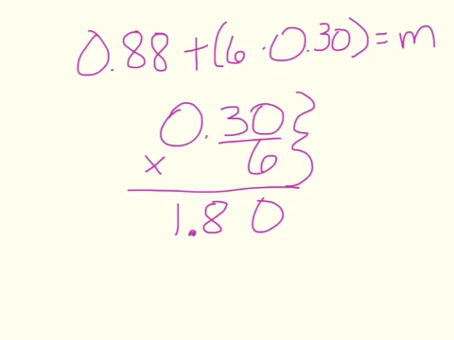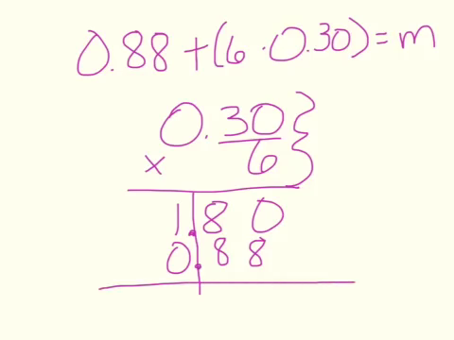Oops, first I have to finish my equation. I almost forgot. So I have $1.80. Now I'm going to go ahead and add on my 88. So now I'm going to line up my decimal points, since we need to line up decimal points when we're doing addition. So 8 plus 0, 8 plus 8, and 1 plus 1. Putting my decimal point where it belongs. So $2.68.